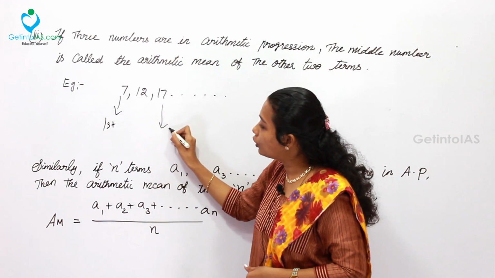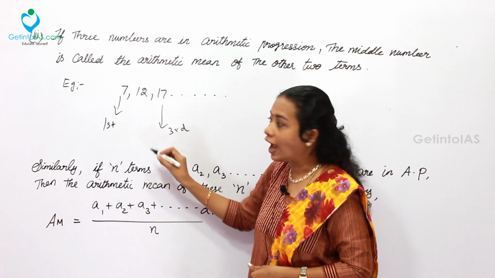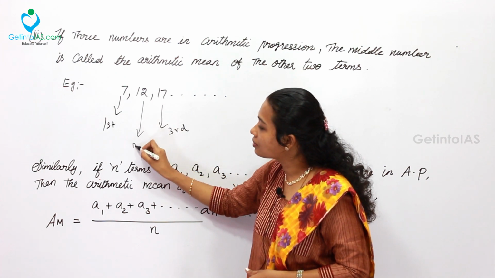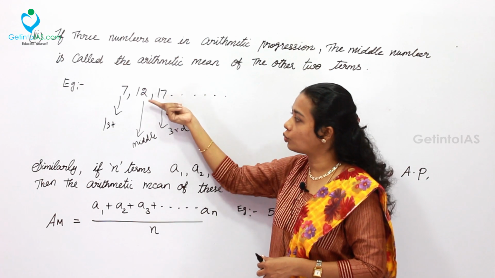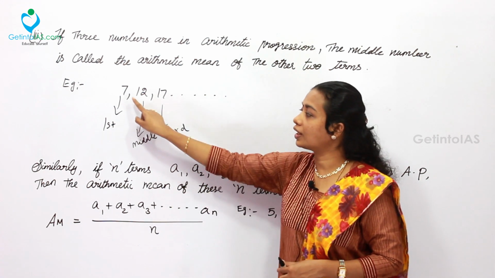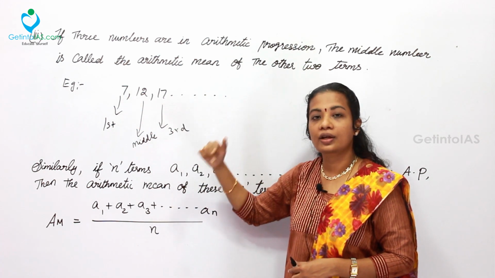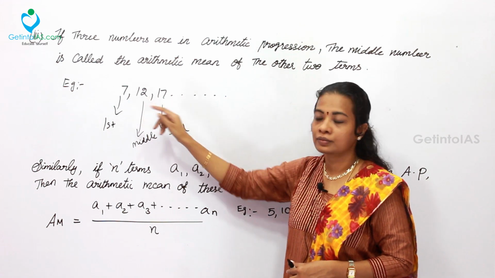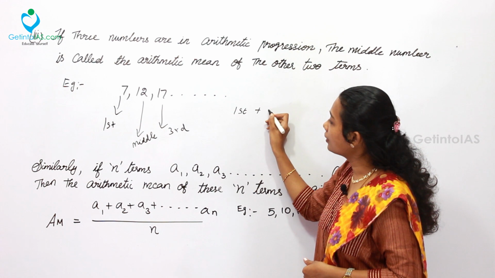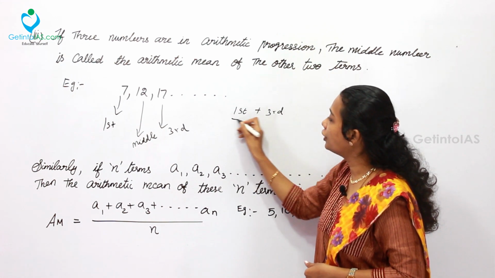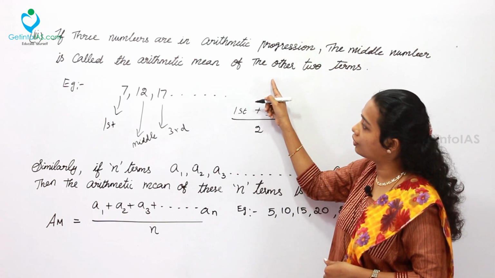The 17 is said to be the third term and in between, 12 is the middle term, right? Of the three numbers, 12 is in the middle. So we can take 7 and 17, their average, which will be equal to 12. So let's take first term plus third term divided by 2, that is given here.